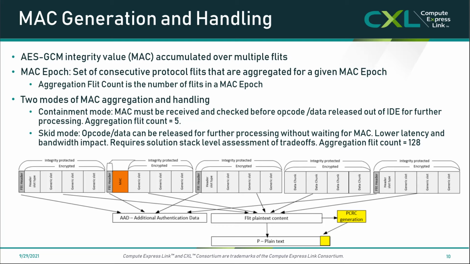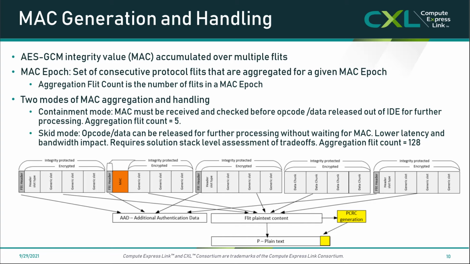Okay, let's look a little bit more into how the underlying crypto operates here, and how the components of the flit get mapped into the GCM elements. In case of CXL.cache, the integrity value or the MAC is accumulated across multiple flits. The set of flits over which the MAC is accumulated is called a MAC epoch. And this MAC epoch is defined by a number of flits, the aggregation flit count, which defines how many flits are in a MAC epoch. There are two modes of operation, and these modes determine what the aggregation flit count would be: the containment mode and skid mode.